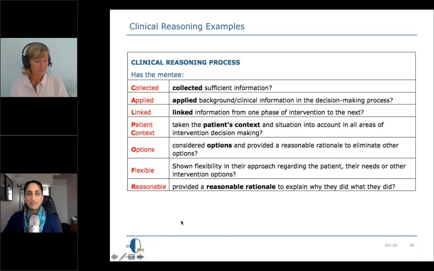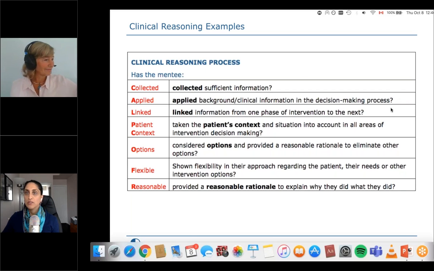Right. Okay, so let's move to our third example. So we're going to go back to speech language pathology.